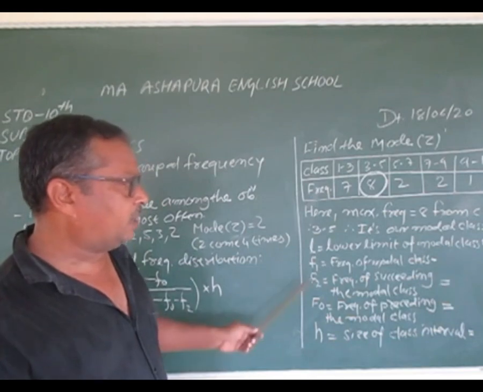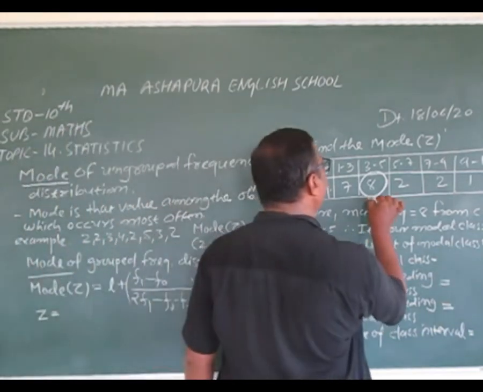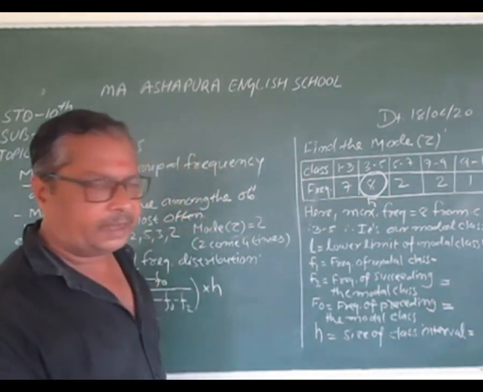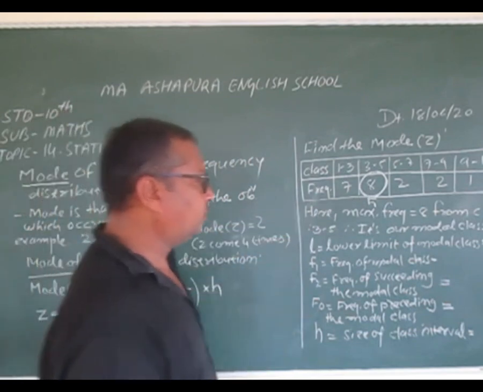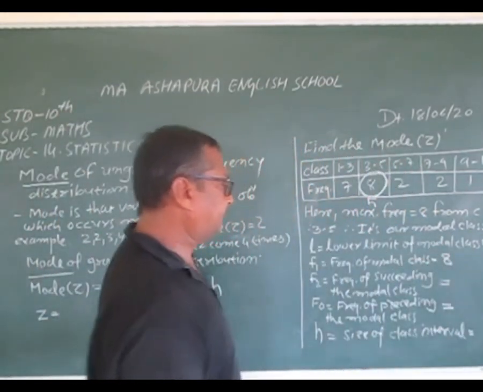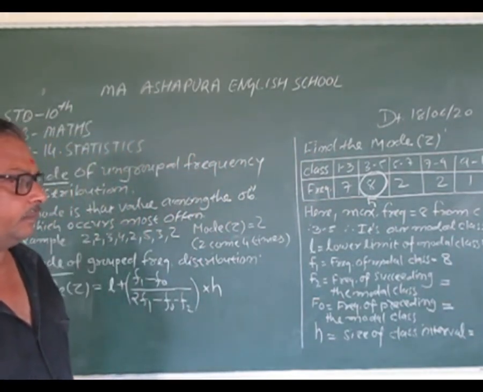Now the frequency of the modal class is called F1. That means F1 is equal to 8. So put the value from the data: frequency of the modal class is equal to 8.